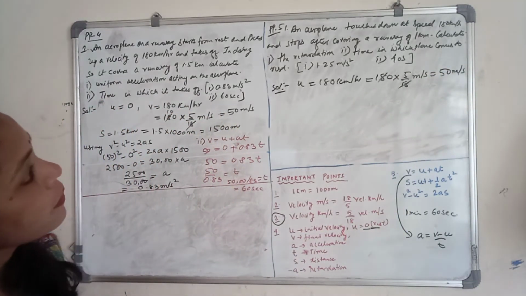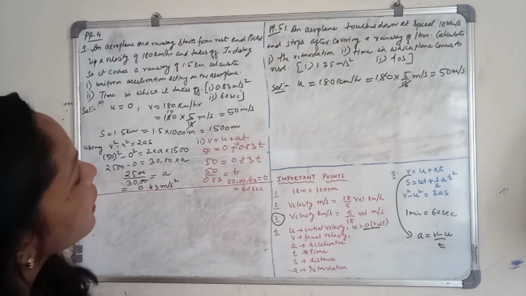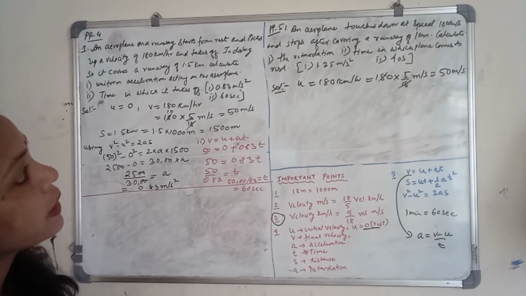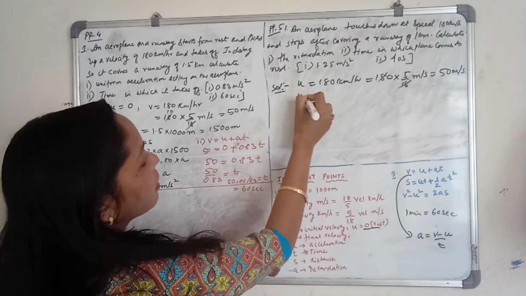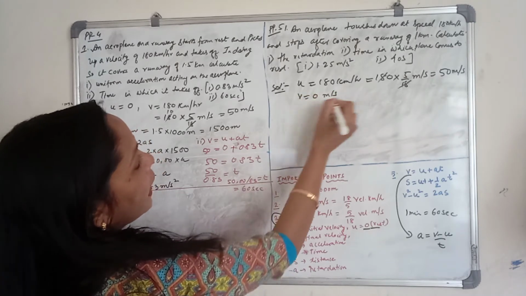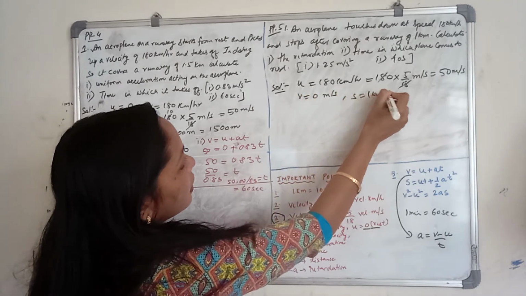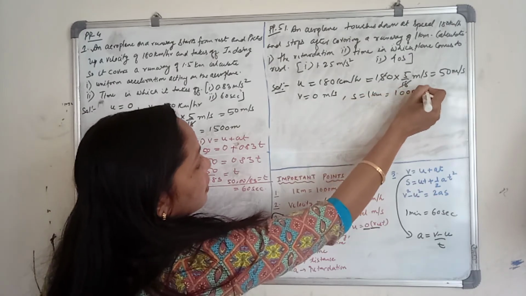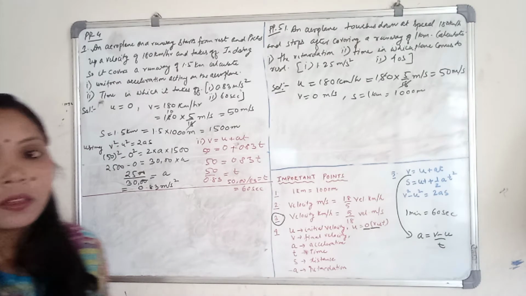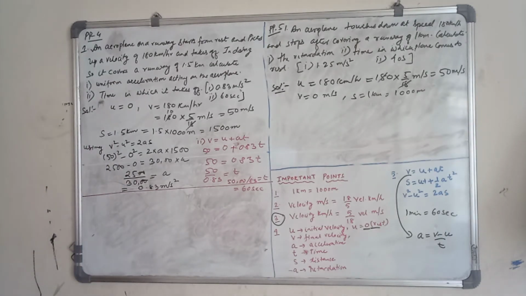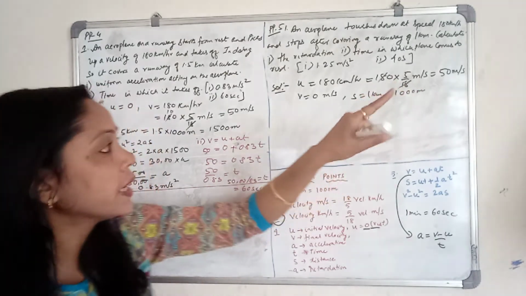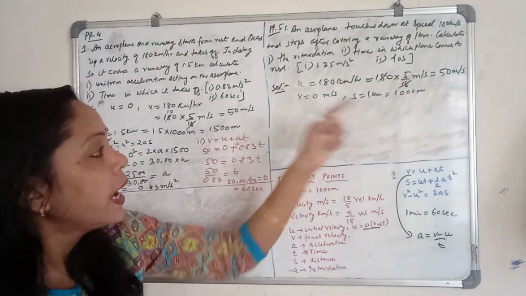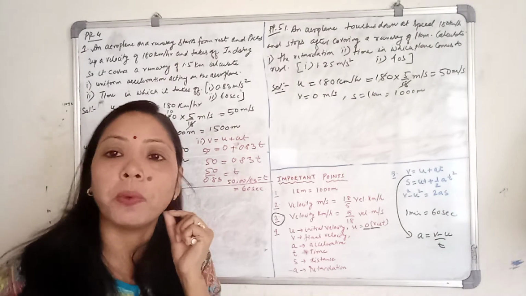Then it stops after covering a runway of 1 kilometer. Stops, it means v is equal to 0 meter per second and s equal to 1 kilometer, which is equal to 1000 meter. So here is the given. So u equal to 180 km per hour converted into 50 meter per second, v equal to 0 meter per second and s equal to 1 kilometer, that is equal to 1000 meter.